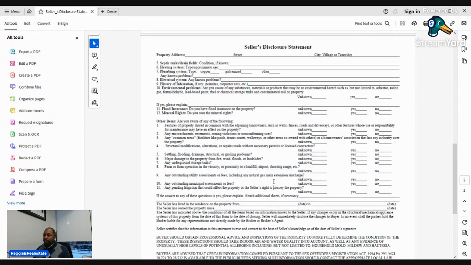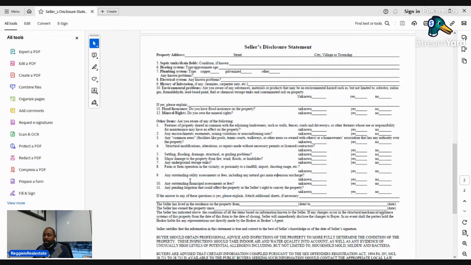Now, again, you don't know if it's a shooting range in the vicinity because you probably never went to the shooting range. You don't know anything about it. Maybe it's an indoor shooting range. If you don't know, check unknown. But if you know for certain, check yes. If you know there isn't one, check no. If you're not for sure, check unknown.